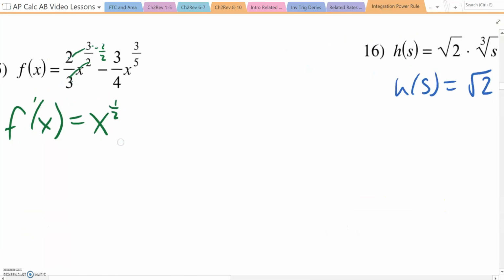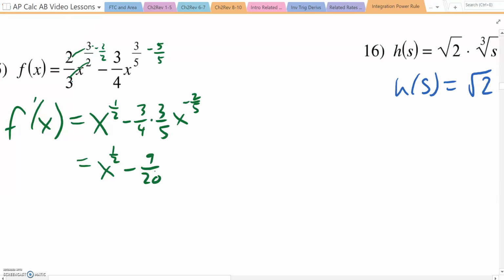Okay, that's good. So then now we've got, let me write this next one out. We've got a 3/4 times this 3/5 coming down, and we're going to reduce the power. So we'll subtract 5/5. We will get a negative 2/5. Cleaning this up a little bit, we'll have x to the 1/2 minus 9/20. That doesn't look like a 9. Let's try that one again. We have a 9. There it is. 20ths. X to the negative 2/5. And that's a great final answer.